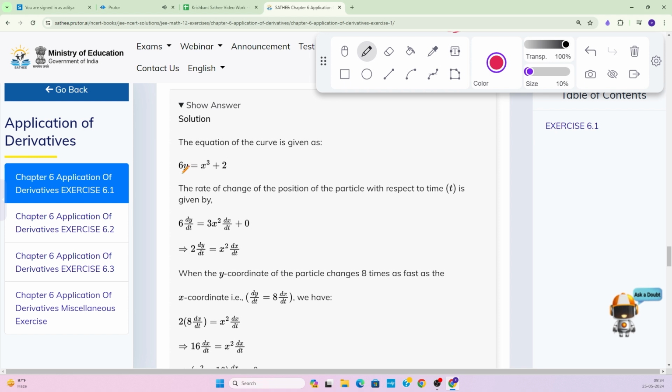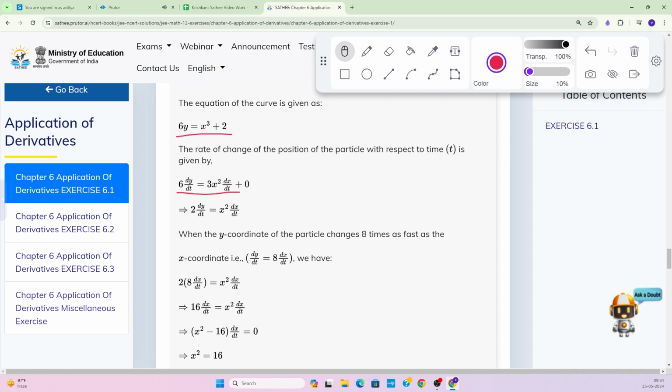So just first of all write your dy by dt from this. So this means 6 times dy by dt is equal to 3x square dx by dt plus 0. Okay, so the 3 will cancel this 6 two times, so it will become 2 times dy by dt is equal to x square dx by dt. Now this is already given to us.